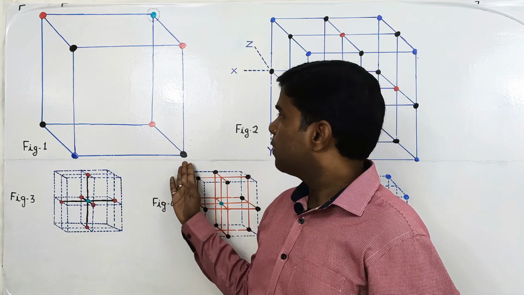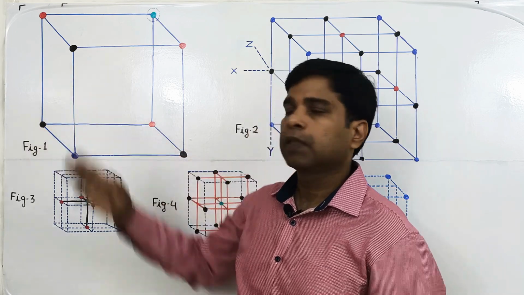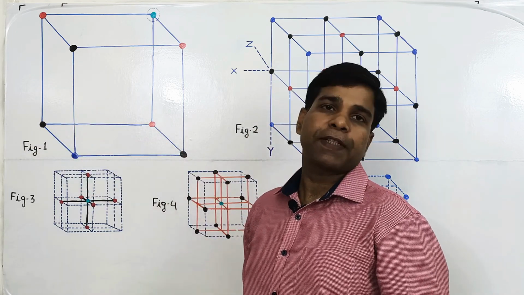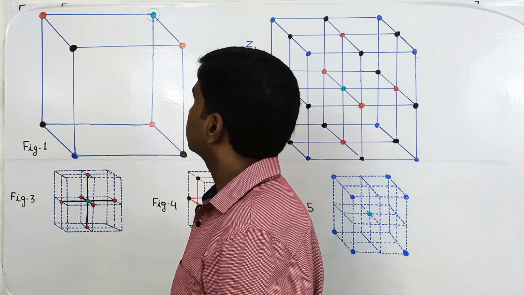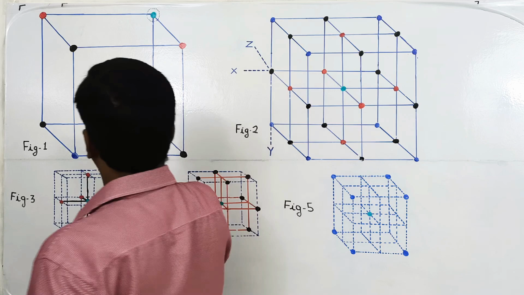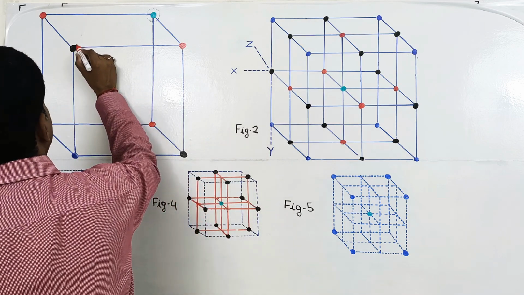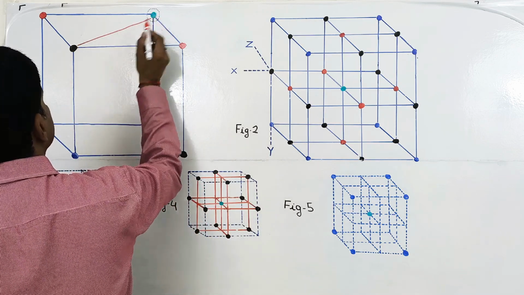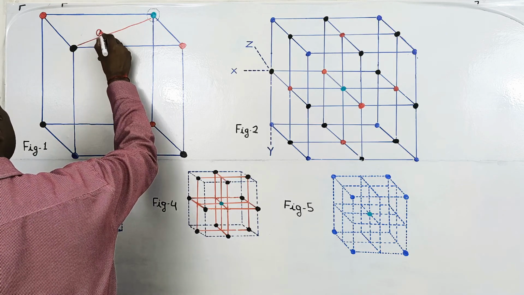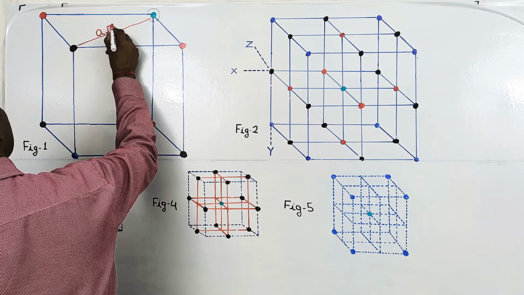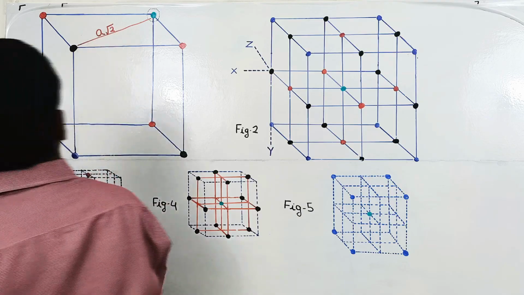Now these black particles are the particles that are present at the face diagonal. If I join this line, black to green particle, this line represents the face diagonal with the distance of A under root 2.